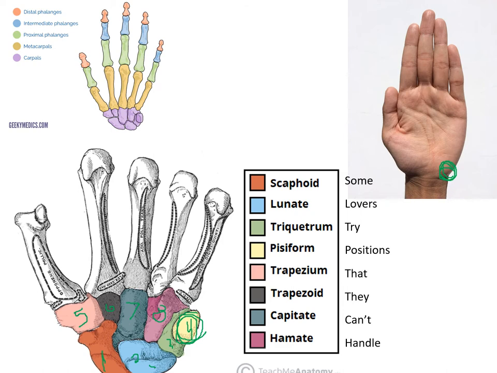Okay, so going back to the thumb side, distal row, number 5 here is the trapezium. Note that the trapezium is at the base of the thumb. 6 is trapezoid. 7, capitate. 8 is hamate. And so I also gave you guys this little device over here using the first letters of each of the carpal names. So some lovers try for triquetrum positions that they can't handle, trapezium at the base of the thumb for the 2 T's.